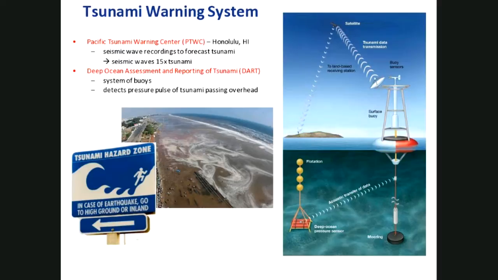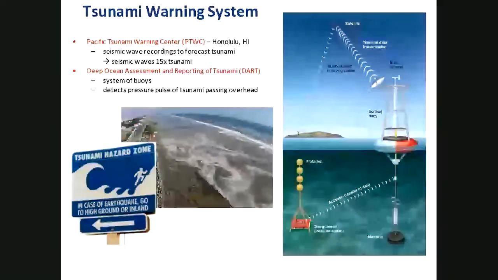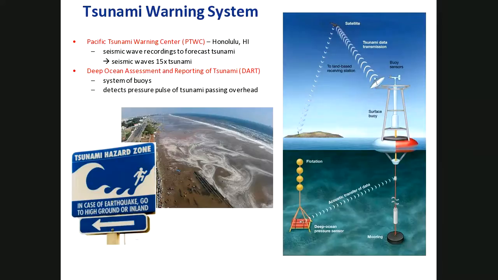I like this. In case of earthquake, go to high ground or inland. That's pretty good advice. Okay? You can see this is some of the swirling there in Indonesia that just occurred. So this was at one time part of the village. It just swirled most of all that. And then there's all kinds of this stuff. They're starting to find some of that stuff washing up on the west coast of the United States, too, that came from the Fukushima accident over there as well.